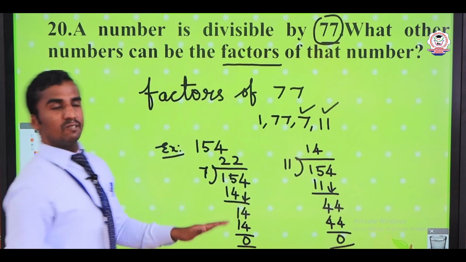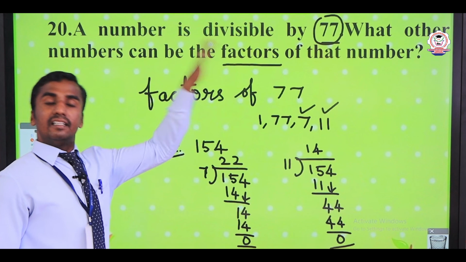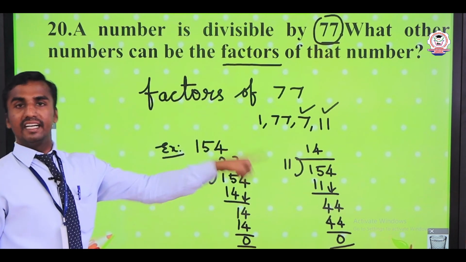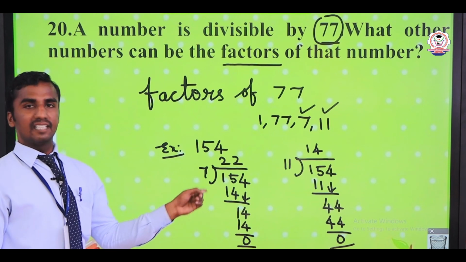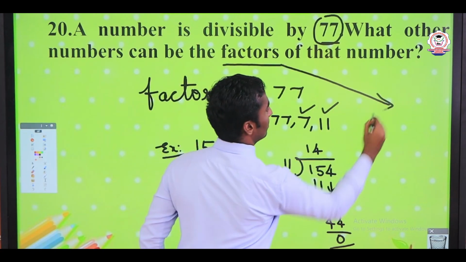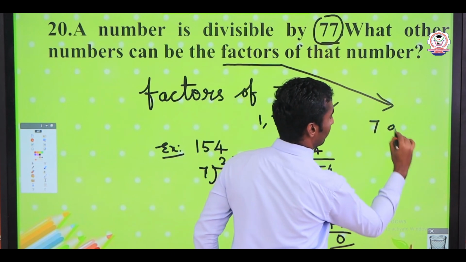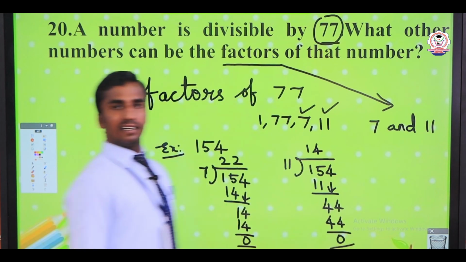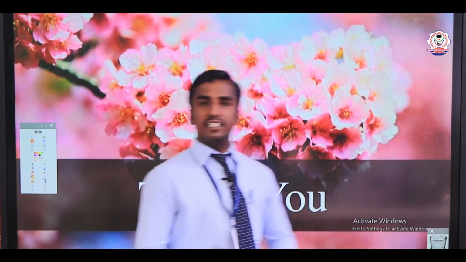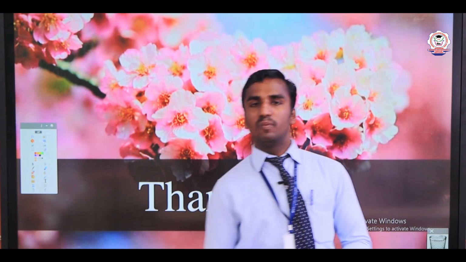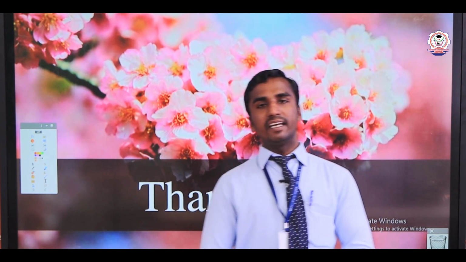If a number is divisible by 77, then it is also divisible by 7 and 11. So the other factors are 7 and 11. Understand? Right. So in this session we discussed divisibility by 7, by 11 and by 77.